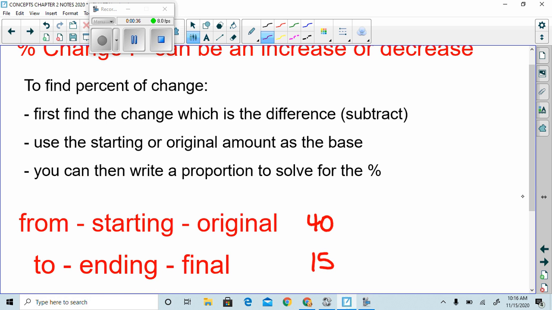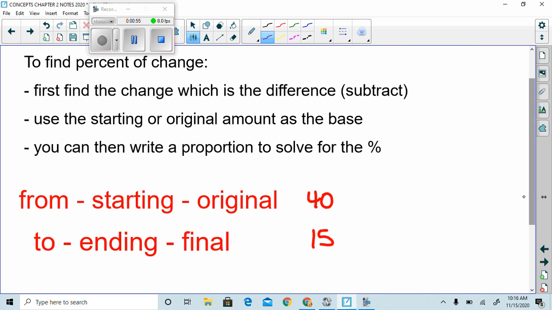Now I'm going to be using words like from, starting, original for the beginning amount. Then I'll have the words to, so it might go from one number to another, or it starts and ends. It's the original to the final. All of these words are telling us it's going from one thing to another. So how do we go about calculating this?